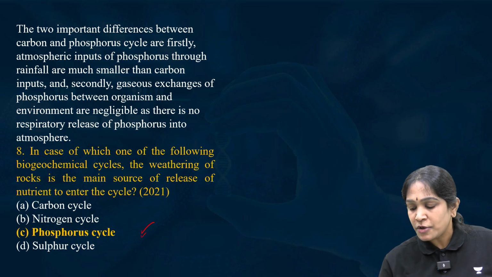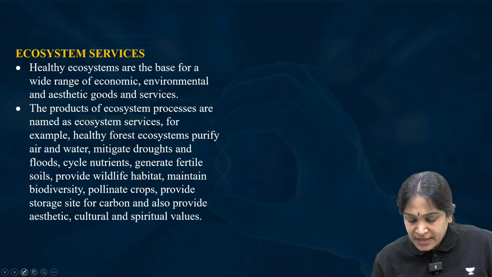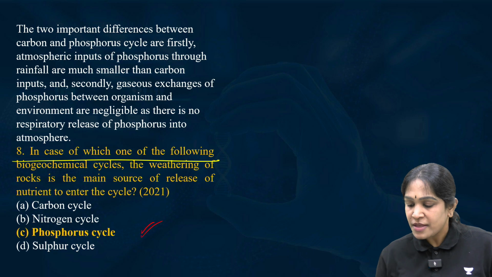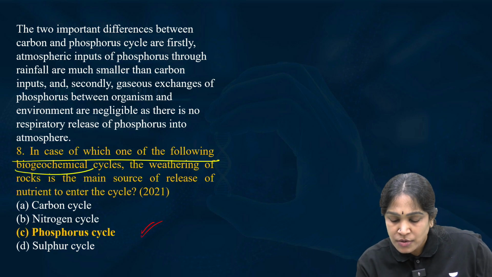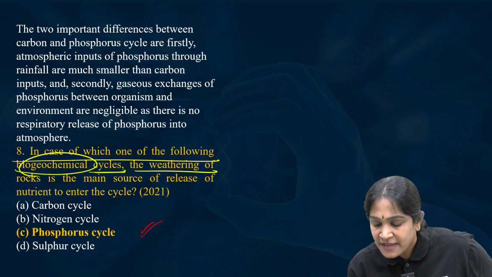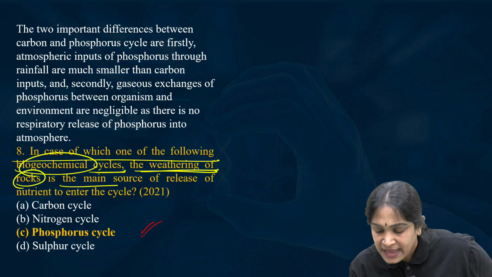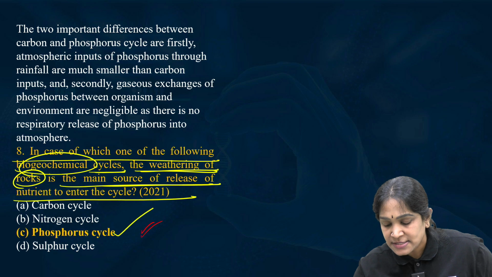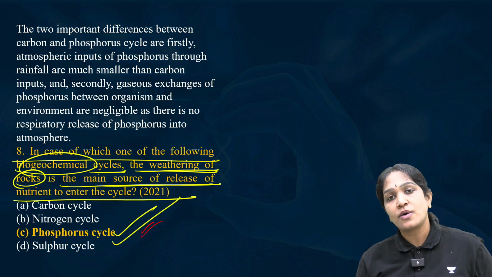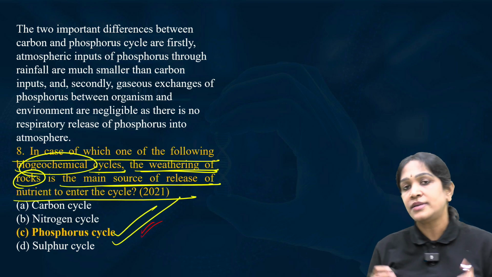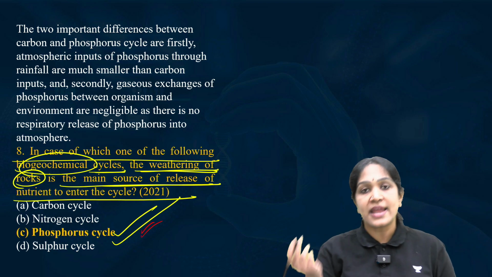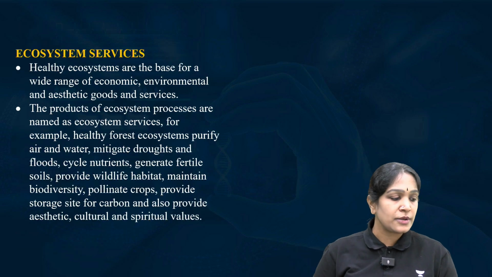Next, one more previous question. In which one of the following biogeochemical cycles is weathering of the rock the main source of release of the nutrients? We just discussed, it is the phosphorus cycle. How does the phosphorus come out? When the rock undergoes weathering, when the rock becomes soil, then the phosphorus will enter into the soil solution.